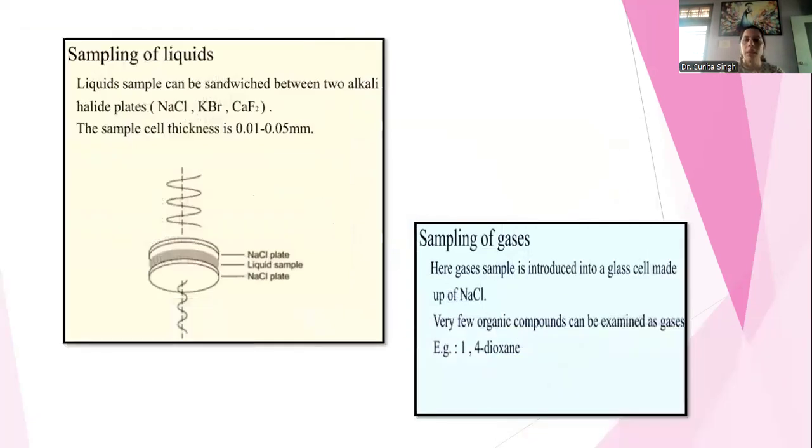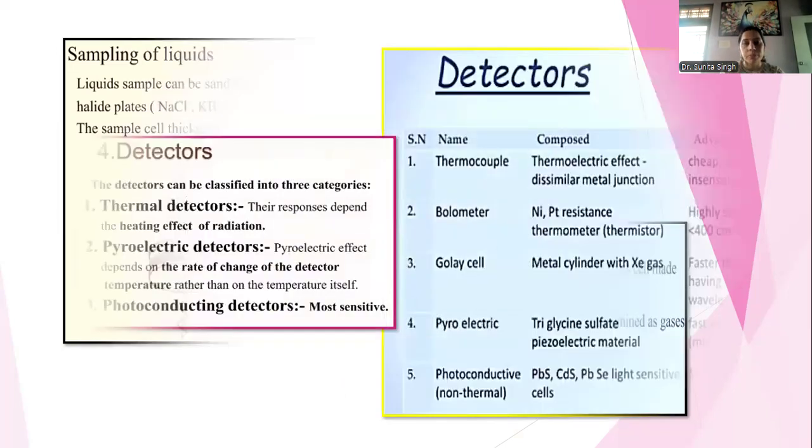For liquids, liquid samples can be sandwiched between two alkali halide plates. The sample thickness is around 0.01 to 0.05 millimeter. And for sampling of gases, the gas sample is introduced into a glass cell made of NaCl. Very few organic compounds can be examined as gases. So these are some of the common methods of how samples are handled in their different phases.